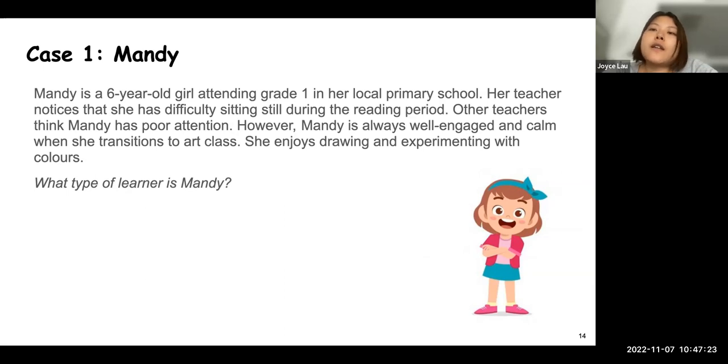Here we have Mandy. Mandy is a 6-year-old girl attending grade 1 in her local primary school. Her teacher notices that she has difficulty sitting still during the reading period. Other teachers think Mandy has poor attention. However, Mandy is always well engaged and calm when she transitions to art class. She enjoys drawing and experimenting with colors. What type of learner is Mandy?